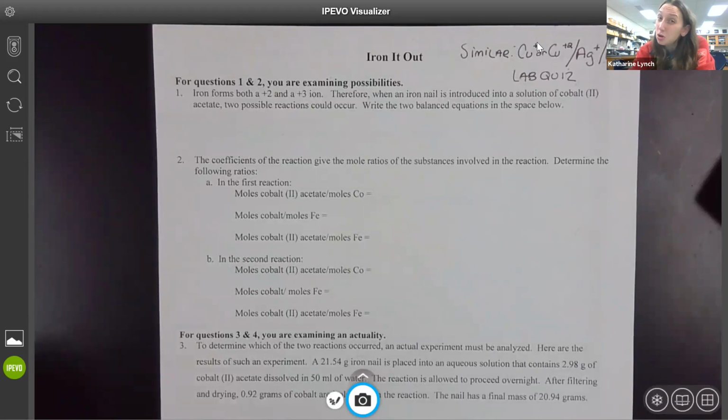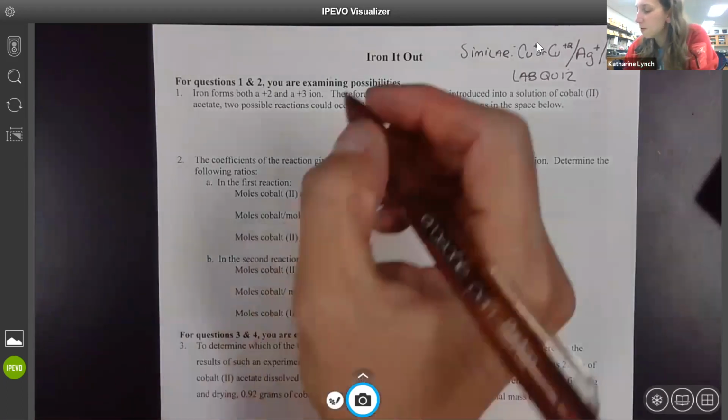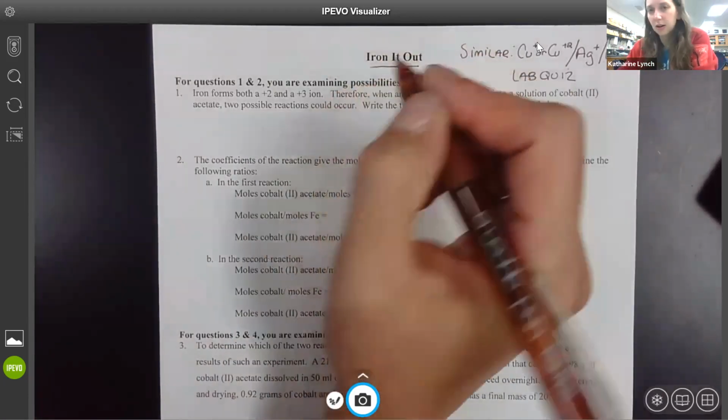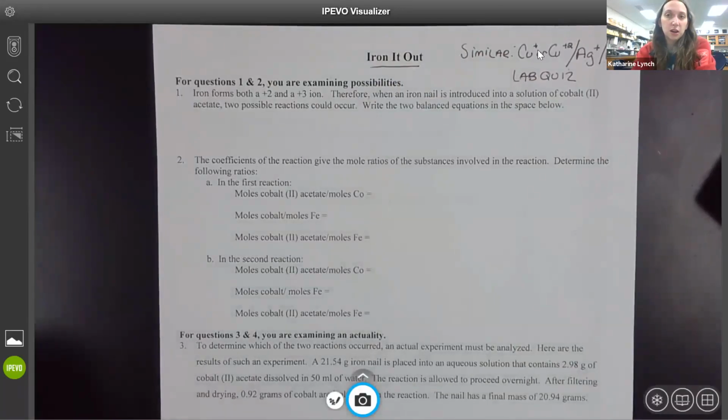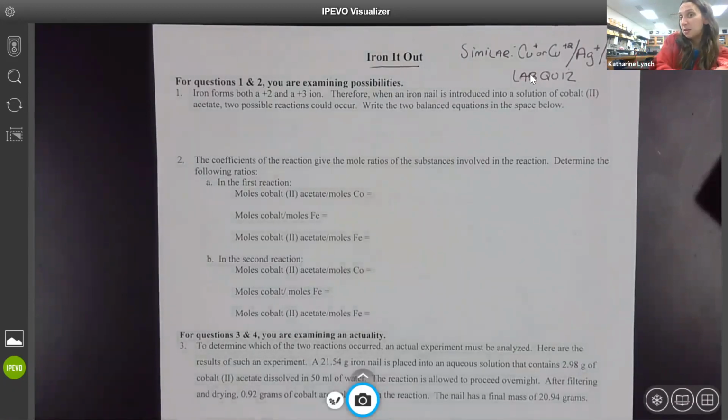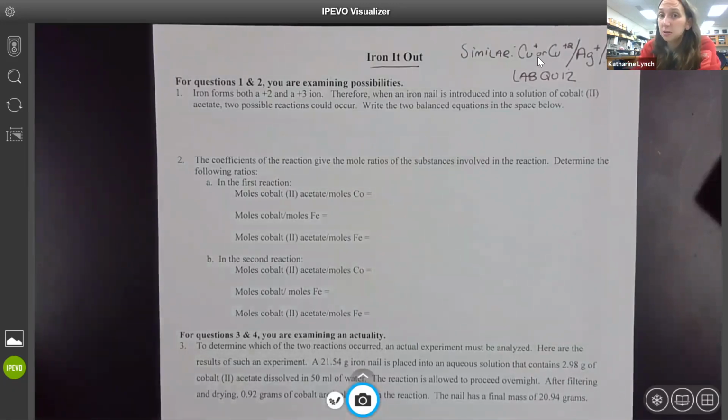I'm not going to actually do your copper silver nitrate calculations, but what I'm going to do is a very similar situation called Iron It Out. It's similar to your copper silver nitrate lab, and it's similar to your potential lab quiz coming up in the future. So for Iron It Out, take really good notes so that you do a great job in your copper silver nitrate lab calculations and your lab quiz coming up. Okay, so let's take a look at this.